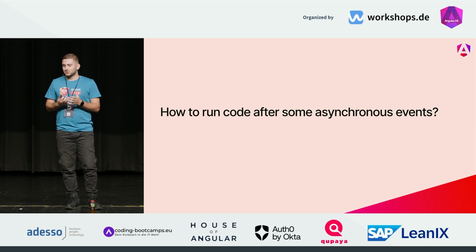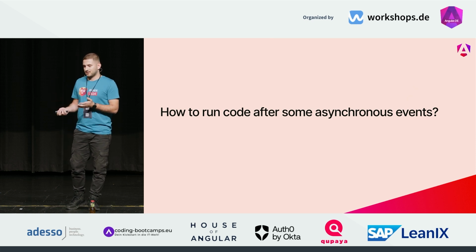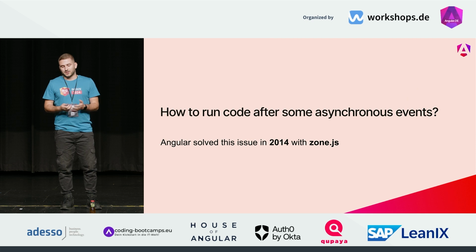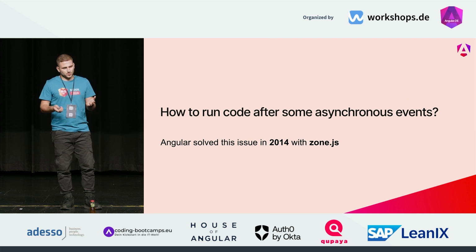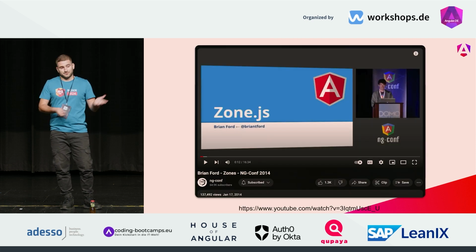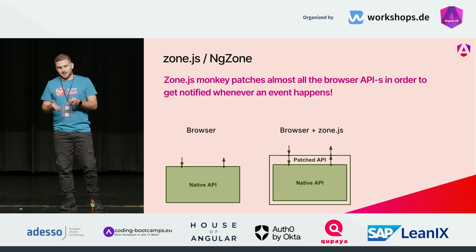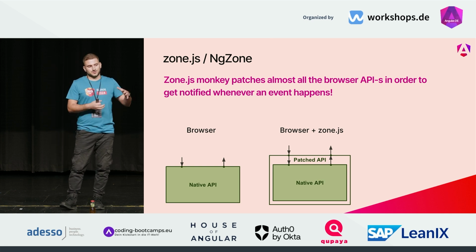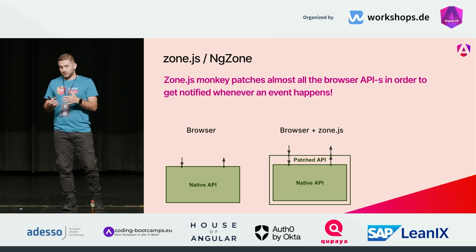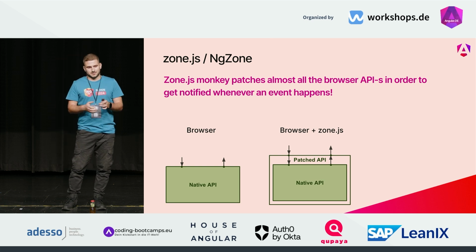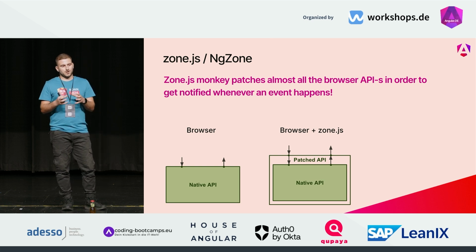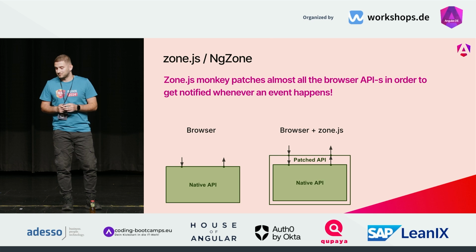So how do we run code after some asynchronous event? Well, Angular solved this issue in 2014 with Zone.js. So what is Zone.js? Well, here's a video. You can look later, but I'll just give a short description about it. Zone.js basically monkey patches almost all the browser APIs in order to get notified whenever an event happens. It's like if you have the browser as a box, Zone.js will wrap this box, and anything that goes in or out, it will know, and it will notify Angular.